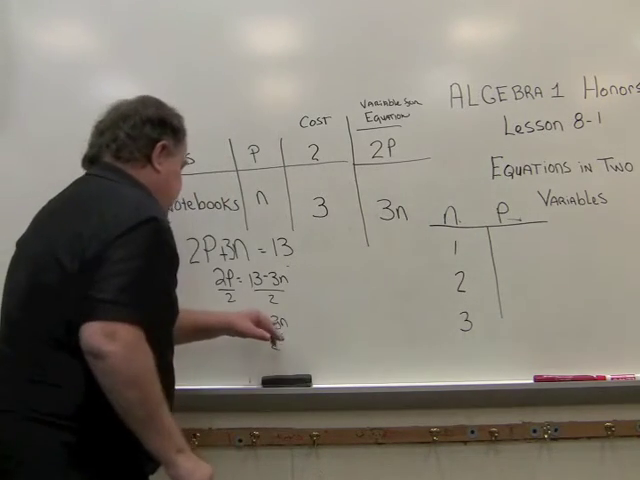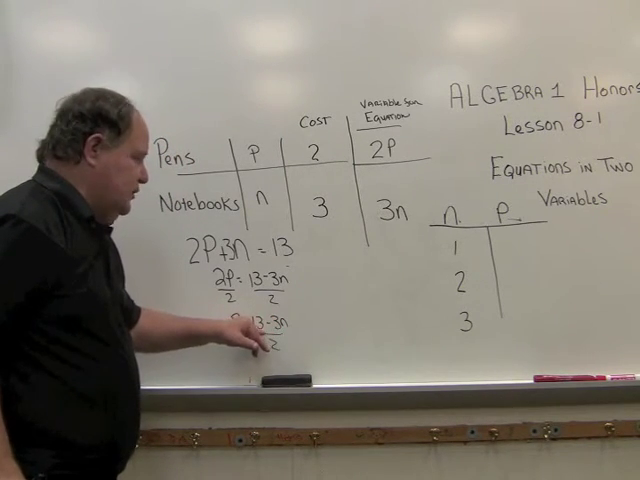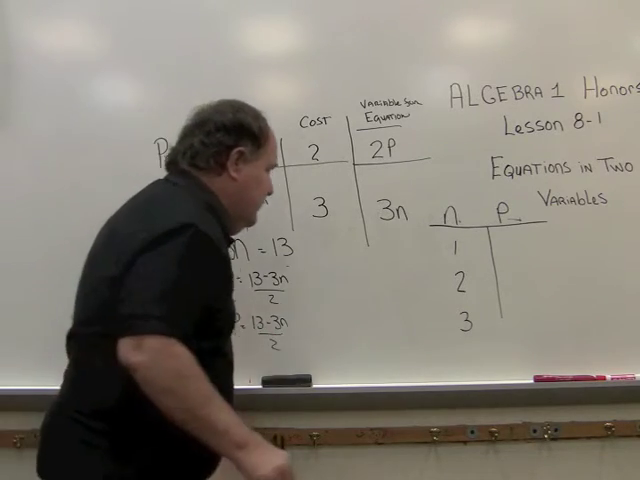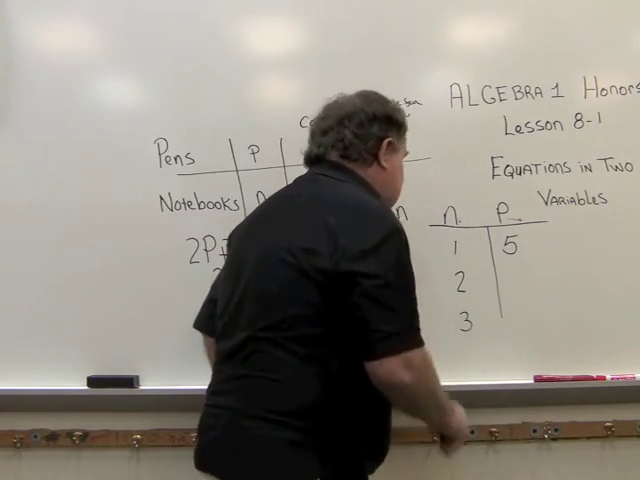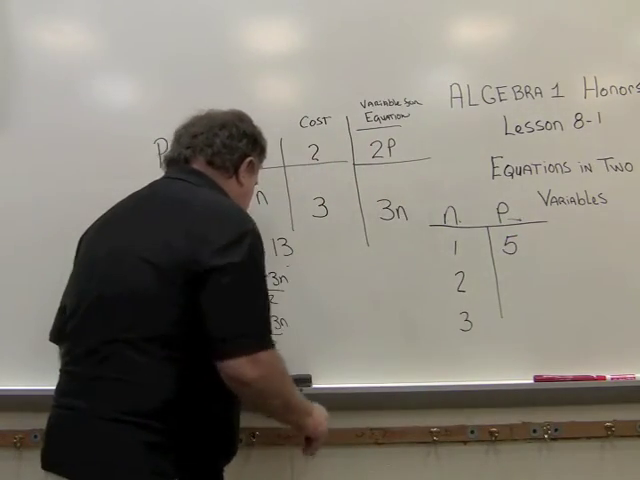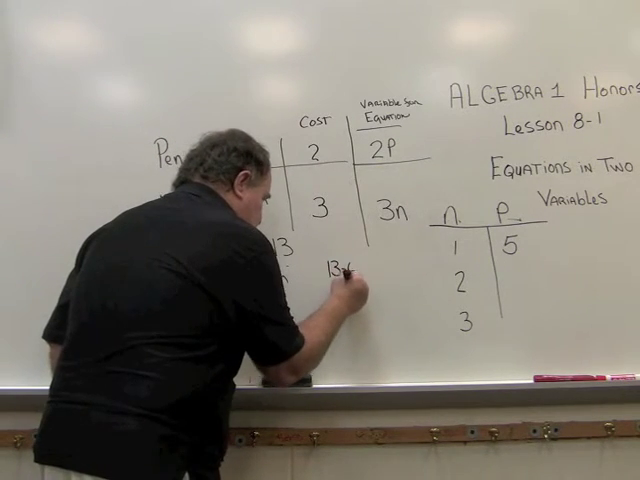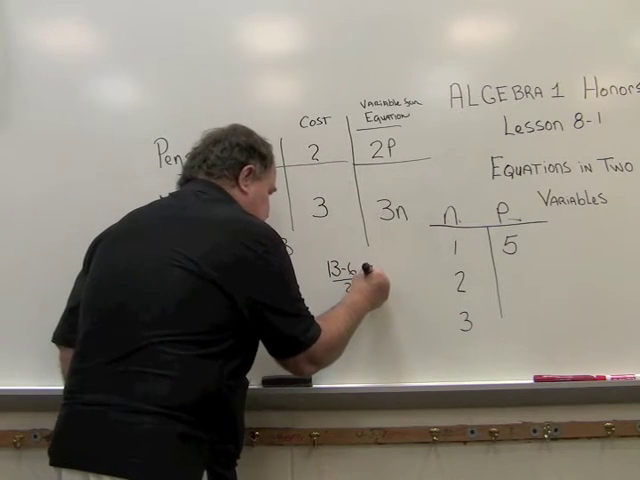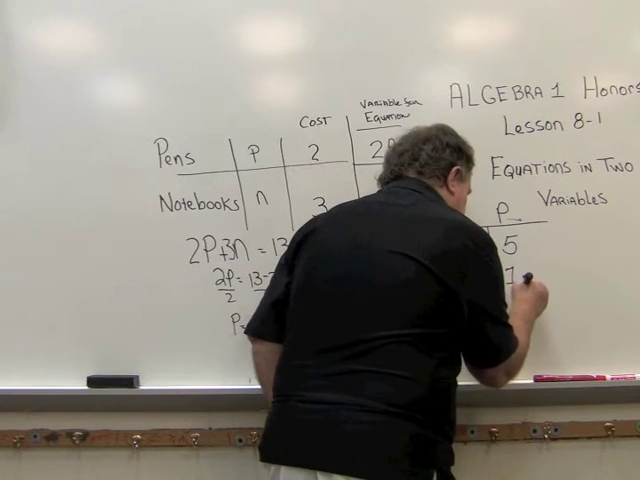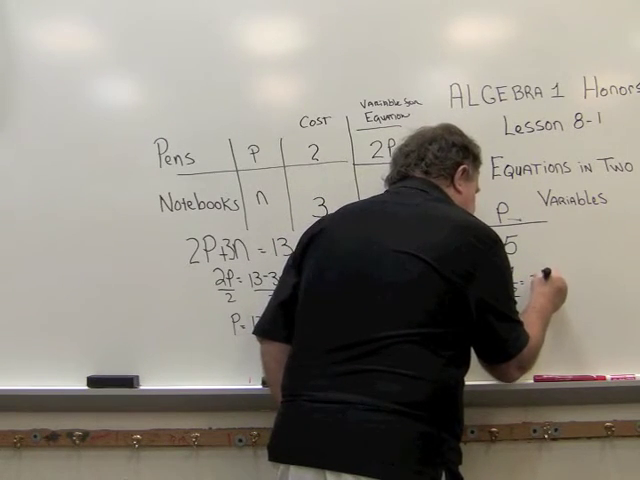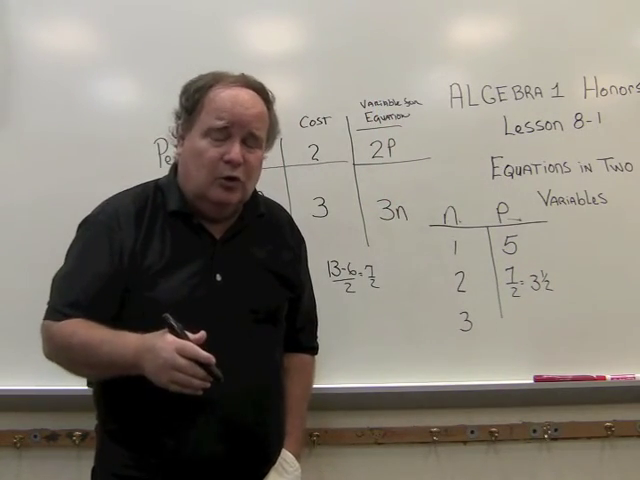Now we're going to plug in our n. You see this one here, 3 times n is 1 is 3. 13 minus 3 is 10, divided by 2 is 5. So if I buy one notebook, I can buy 5 pens. Let's plug in 2. 2 would be 13 minus 6 over 2. 13 minus 6 is 7 over 2. I could buy 7 over 2 pens, or 3 1/2 of a pen. The problem is that stores don't sell half a pen, so this answer we know can't be true.